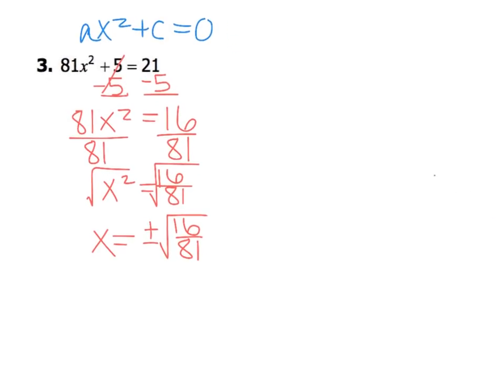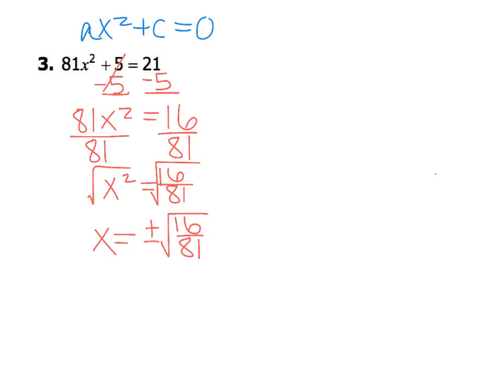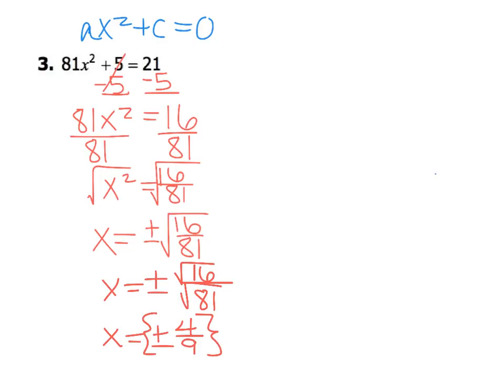When we were practicing simplifying radicals, anytime we're taking the square root of a fraction, break it down to be the square root of the numerator over the square root of the denominator. So the square root of 16 is 4, square root of 81 is 9, so our solution is plus or minus 4 over 9. All right, we put it in braces, and that is our solution.